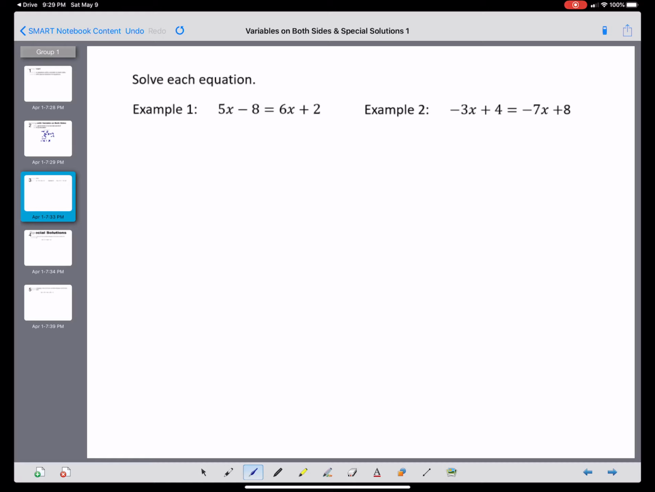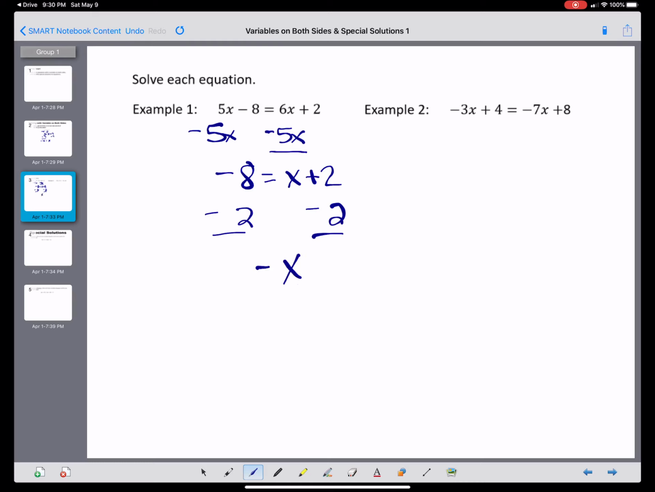Okay, so let's look at two more examples here. 5x minus 8 is equal to 6x plus 2. Again, I want to move the smallest variable, which is the 5x. I'm going to subtract 5x to both sides. Okay, and I bring down that negative 8 is equal to, well, 6 minus 5 is 1, so x plus 2. And then again, we moved the x to the right, move the constants, the numbers, to the left. I'm going to subtract 2 to both sides. My answer is x is equal to negative 10.